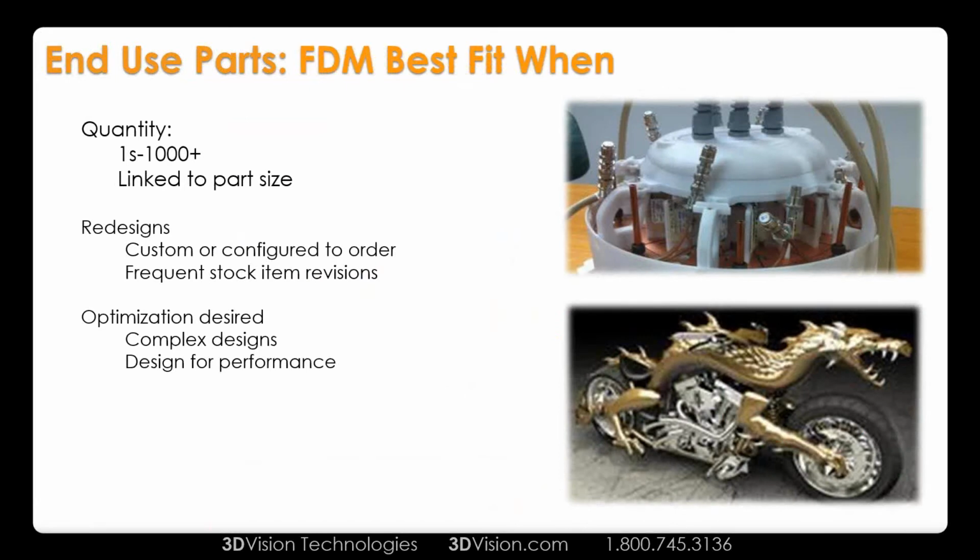Talking about quantities, we're still not up to where we can mass produce a part. I mean, we want to be in the one-offs, maybe up to 1,000, maybe a little bit more. Probably a couple hundred is where we'd be most comfortable. And it's definitely linked to part size. We're not going to produce thousands of parts that are the entire build envelope of our printer.